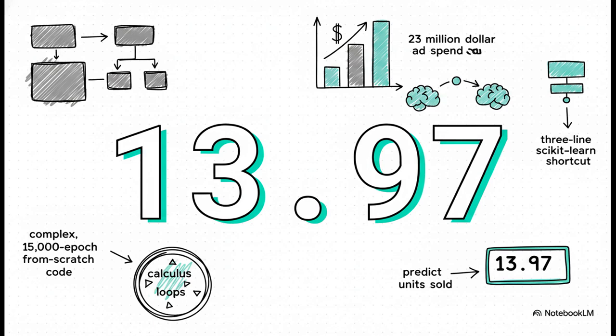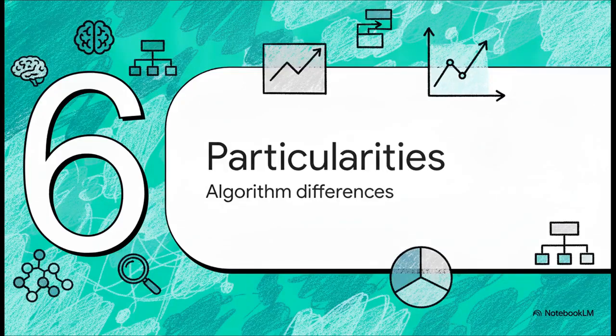Whether you ran our complex 15,000 epoch from scratch code with the massive calculus loops or the 3-line shortcut, the result is identical. If we ask both models to predict the sales units for a $23 million ad spend, both predict exactly 13.97 units sold. No difference whatsoever. Section 6.